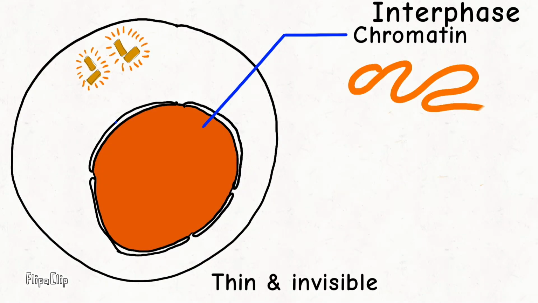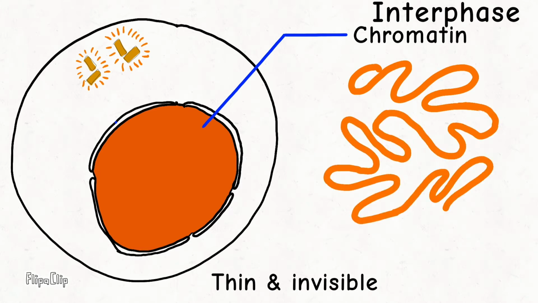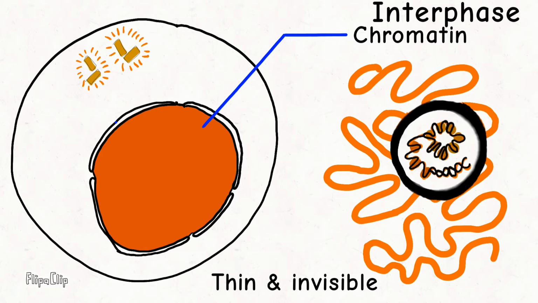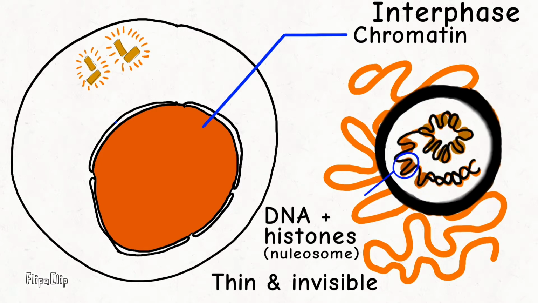During interphase, the DNA of all eukaryotes exists in the form of chromatin, which refers to the thin and invisible structure where the DNA wraps around the histone protein.